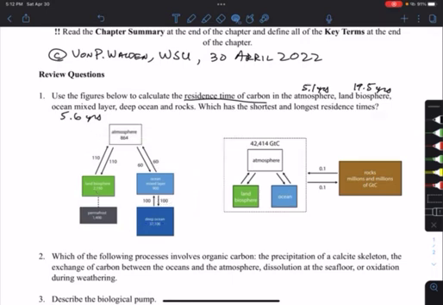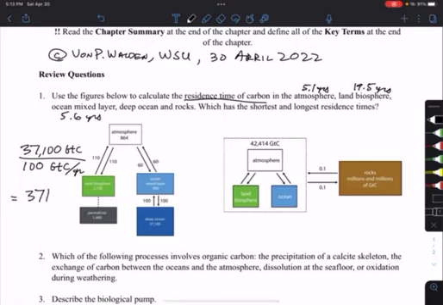Now let's get to some of the bigger reservoirs. As soon as the reservoir gets large, we go to the deep ocean, we have 37,100 gigatons. And the flux out of that is only 100 gigatons of carbon per year. Still a pretty big flux, but it's a large reservoir. So if we divide 100 into 37,100, we get 371 years. So all of a sudden, when we start to deal with these large reservoirs, we see that the residence time goes way up.